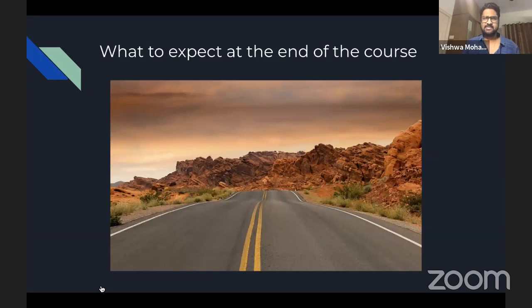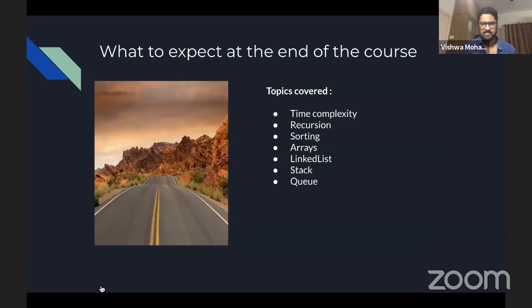Since this is the first session, I'd like to set the expectations right. So what can you expect as a part of this course? This course will be around 12-13 hours, so we will go through 12 to 13 sessions. These are the few points I wanted to make sure you understand, since this is the first session: what are the things that are going to be covered. We'll start with the very basics of time complexity. We'll try to understand what it is, why it is needed, and how you calculate it.